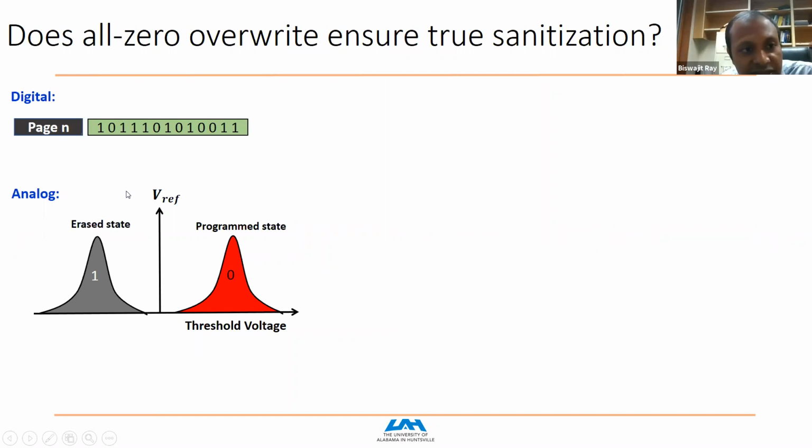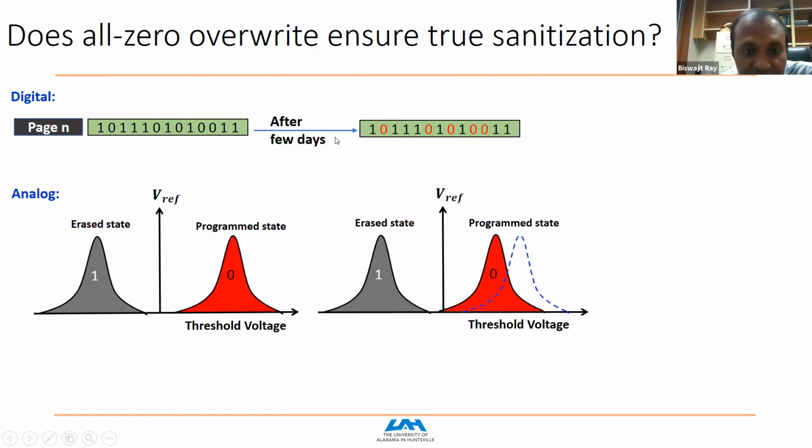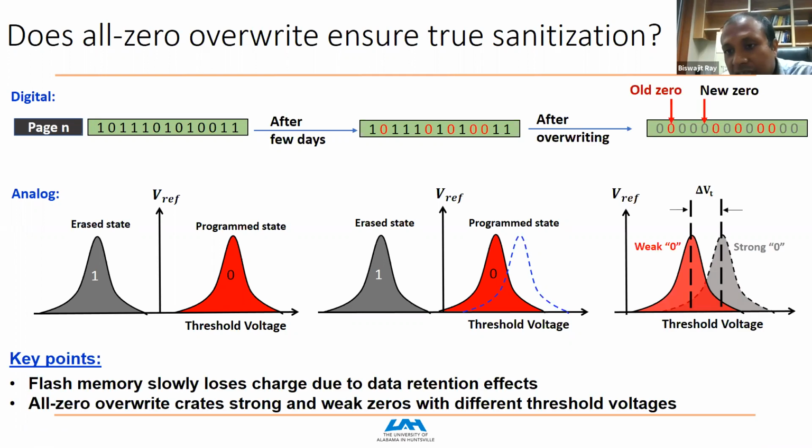This is the premise: this is how you store the data, right? Zeros and ones. And then after a few years or a few days, when you delete the data, your zeros, the programmed state, will drift down because there is always a data retention or charge leakage issue. That is analog memory, right? Even though digitally they are zero, in terms of analog threshold voltage, it will be little drifted down. And then when you create all zero, when you overwrite, you are creating a new set of zeros, which will be strong zeros. That means their threshold voltage will be higher. Yes, logically everything is zero, because everything is above the read reference voltage, but physically they are not identical, right?